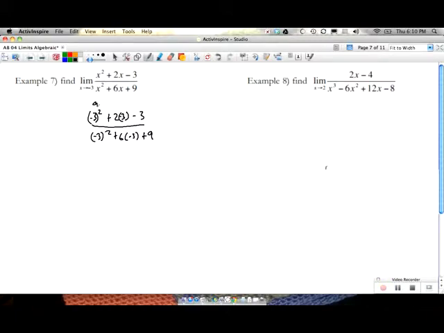Okay, so on top we're going to have 9 minus 6 minus 3, which is 0. On bottom we're going to have 9 minus 18 plus 9, which is 0. When you have a 0 on top and a 0 on bottom, which you really shouldn't, right, because that's not doable in math, but that means we can factor. Now, that was almost obvious. The way things are going, you know that this is going to factor.